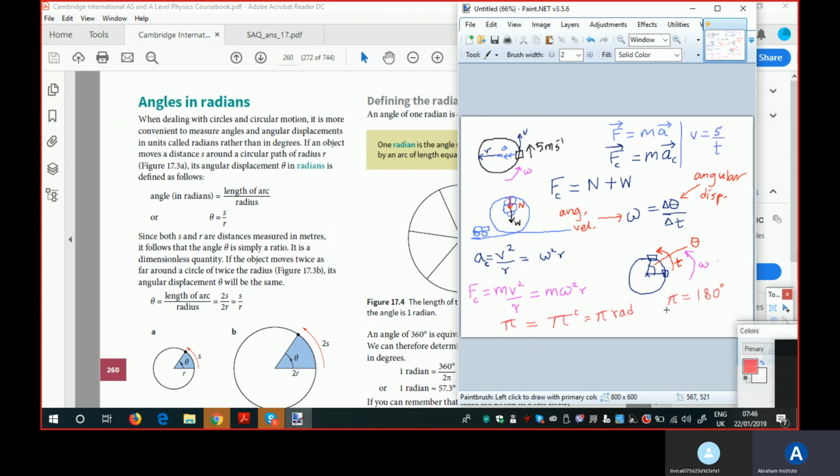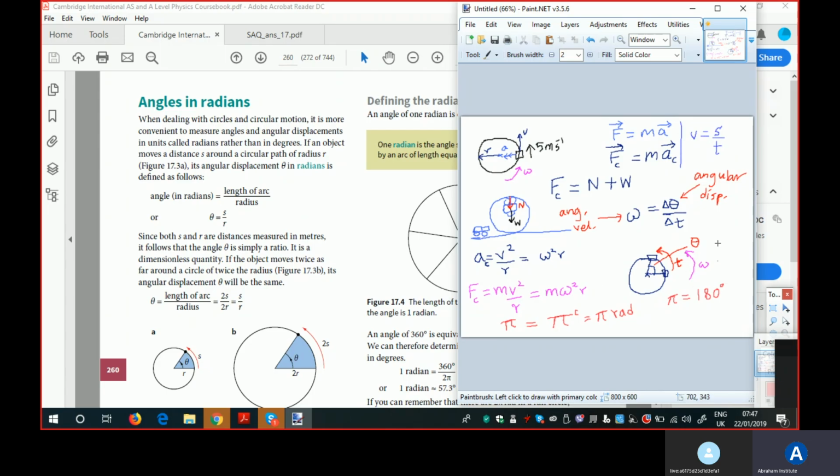With this you can do any conversion. If it's 2 pi radians, then the angle will be 360 degrees. And if it is 90 degrees, you have to divide this by 2, right? So 90 degrees is pi divided by 2 radians.